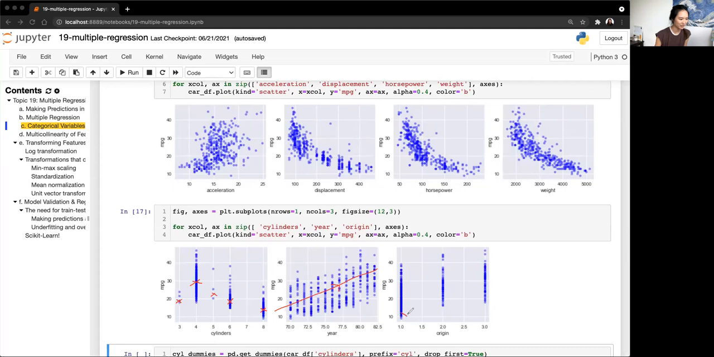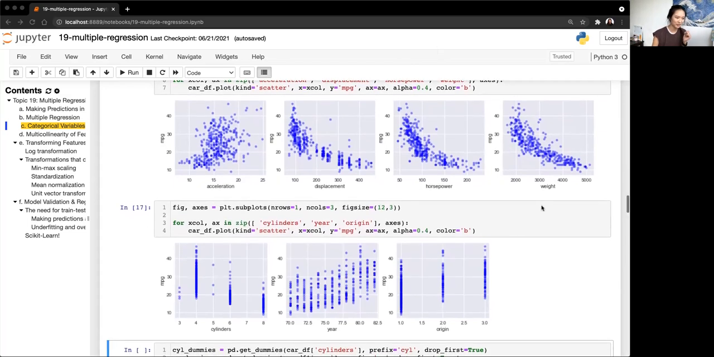the data points were very much clustered around here for 1, here for 2, and here for 3. That's a very clear sign that you should turn that seemingly numerical column into categorical variables. And what that has in terms of an implication on your model, we'll see in just a bit.